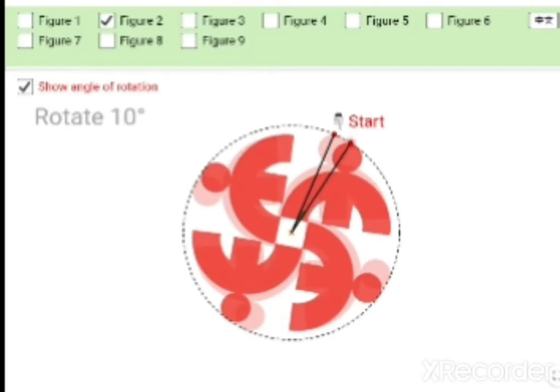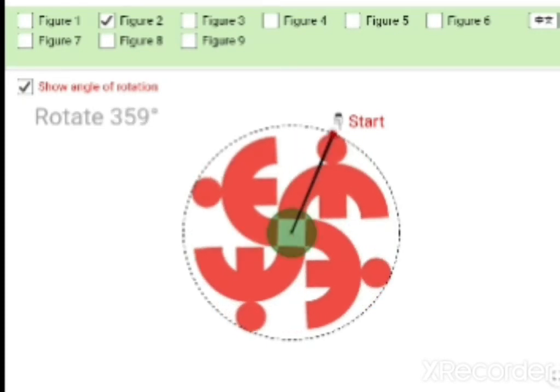That means the order of rotation of this figure is 4. The order of rotation of this figure is 4. 4 times it is looking the same. First at 90 degree, then 180 degree, then 270 degree, and then at 360 degree, isn't it?